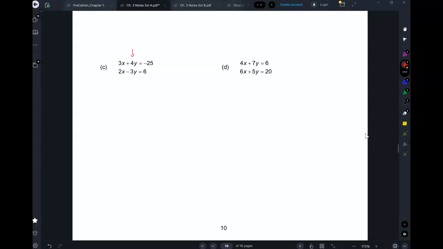I'm going to choose to get rid of the y's. So I have to multiply them by numbers in order to make them the same number. So I'm going to make the 4 and the 3 into 12, right? That's a common number. So I'm going to multiply the top by 3, the bottom by 4, and they will still have opposite sign. So 9x, 12y equals negative 75. 8x minus 12y equals 24.